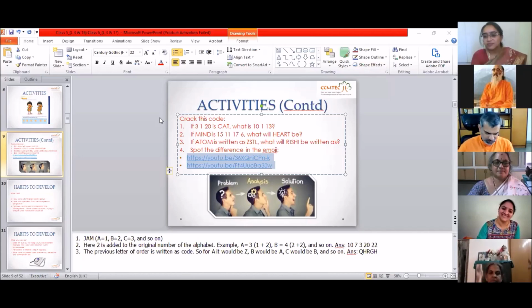These were just a few examples, but of course we can come up with more. And we also have something called spot the difference in the emoji. That's again a brilliant activity. I have tried that in my college, and it was a big hit there as well.